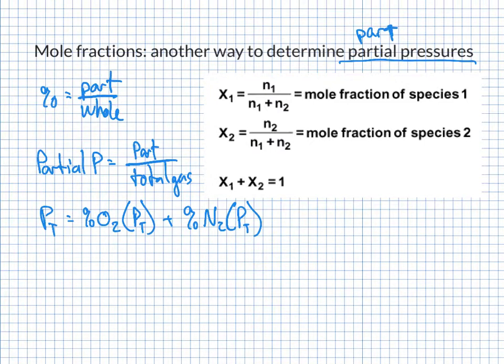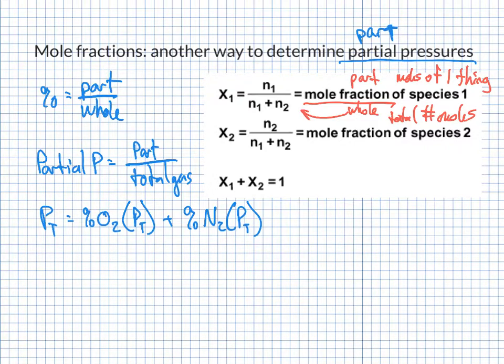Well, we don't deal with percentages. We deal with fractions instead because it's a little bit easier. So this mole fraction is simply a part over a whole. The whole is your total number of moles. Your whole here, that's your total number of moles. And your part is the moles of just one thing.